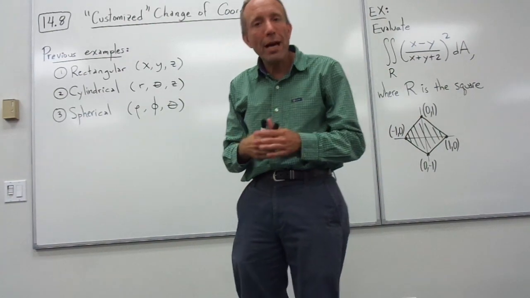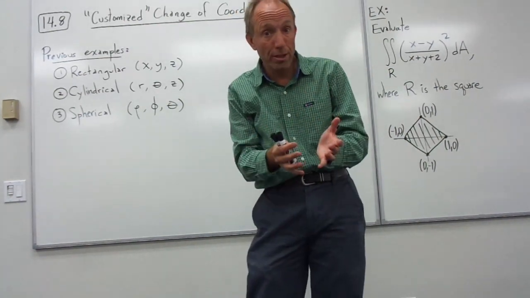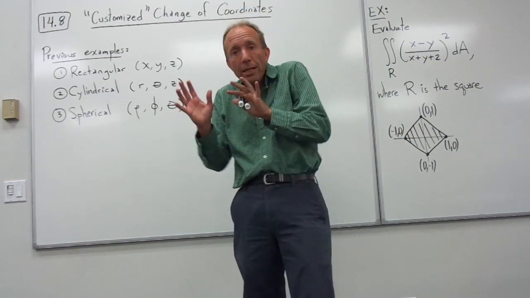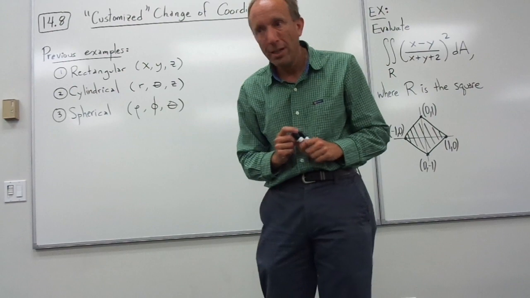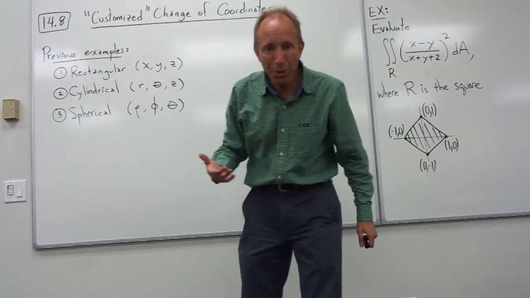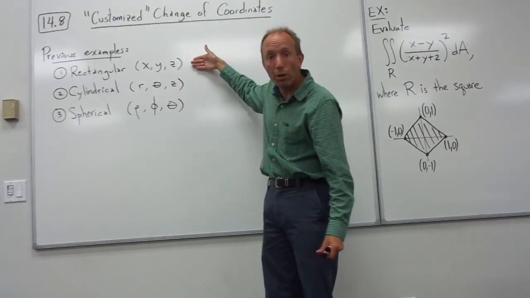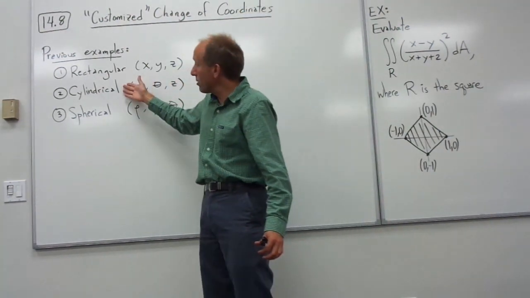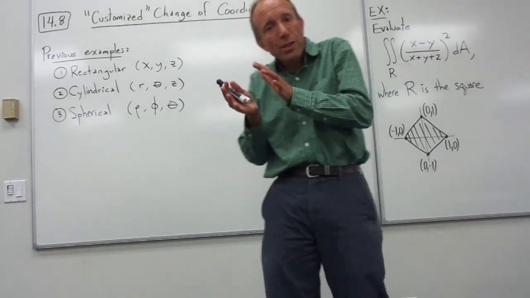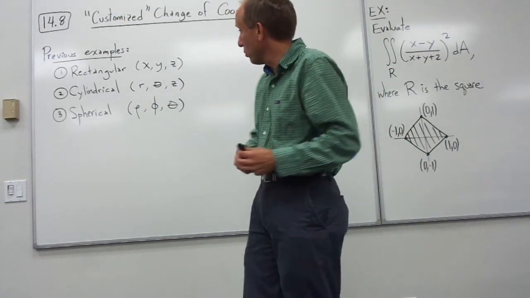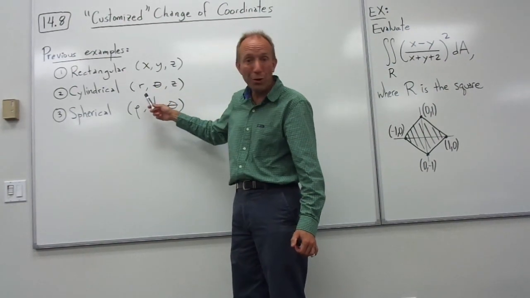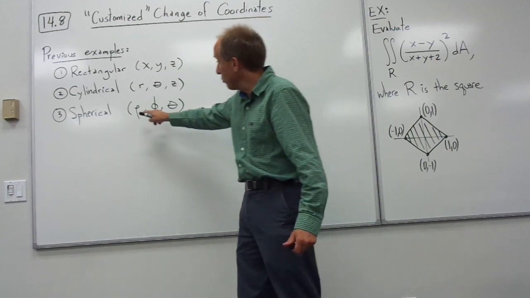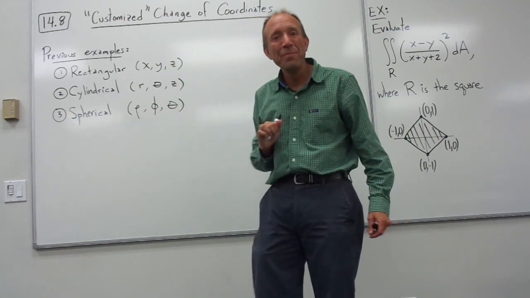We've been talking about how sometimes when we're faced with a double integral or a triple integral, it's easiest to solve it by changing to a different coordinate system. So of course, what coordinate systems have we looked at so far? We have our usual x, y, z rectangular coordinate system. But then recently we talked about cylindrical coordinates, that would be r, theta, and z, and spherical coordinates, which would be rho, phi, and theta.